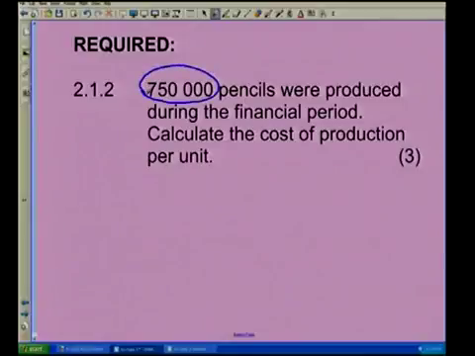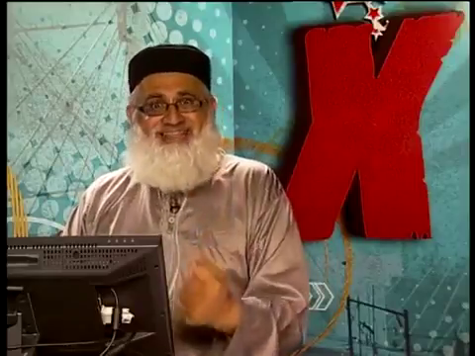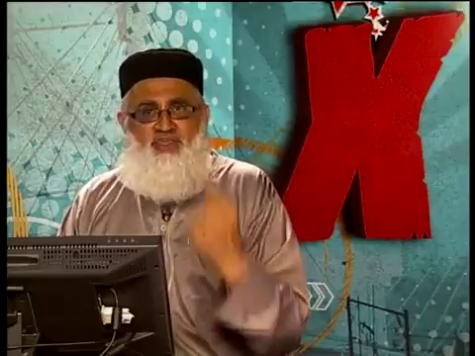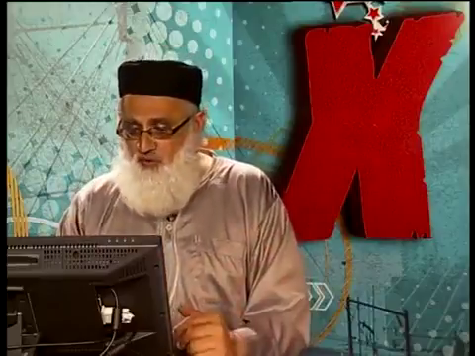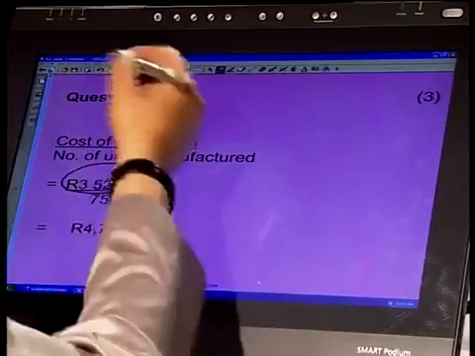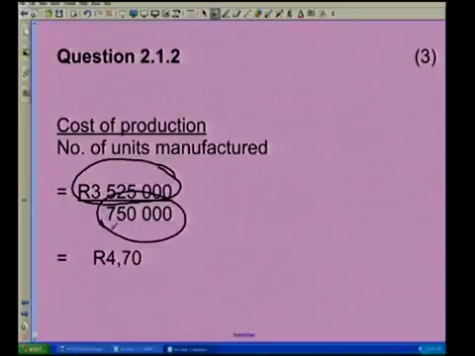So far, that's the information that's given to me. And there, 2.1.2, 750,000 pencils were produced during the financial period. Calculate the cost of production per unit. You got to understand the question. What is it that the examiner wants from you? The examiner wants you to calculate the cost of a single pencil. What did one pencil cost me?